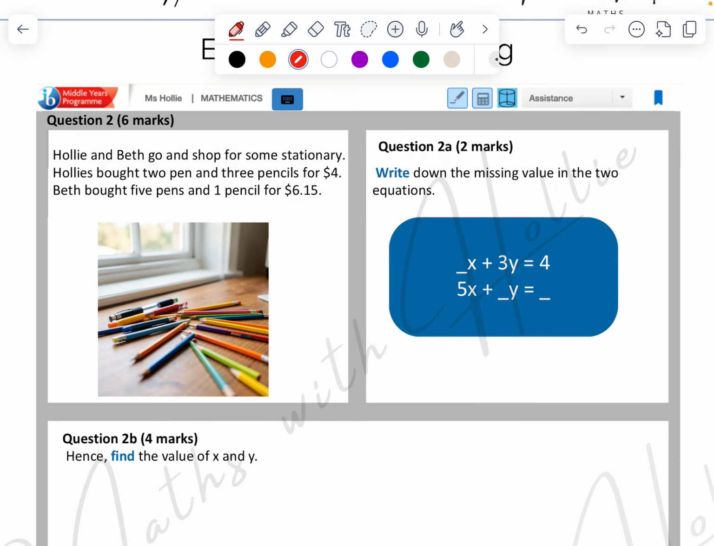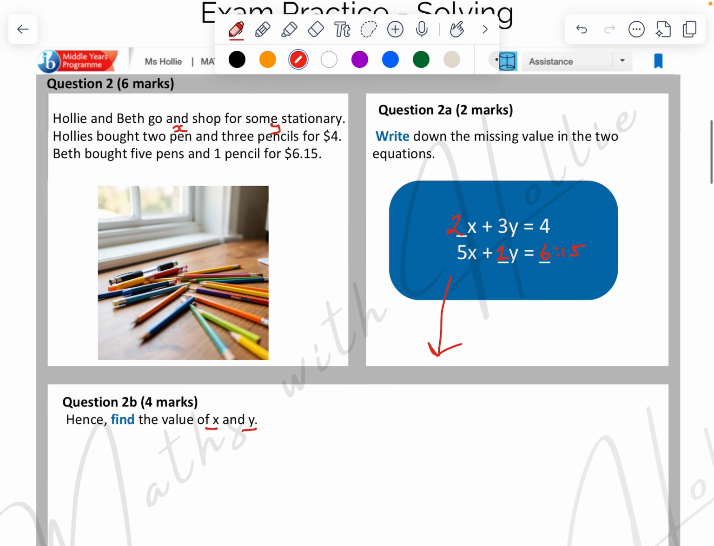Right, the next question says, Beth and Holly go to the shop for some stationery. Holly bought 2 pens and 3 pencils for $4. So in this equation over here, 2x plus 3y is 4. Pen is x, pencil is y. And then Beth bought 5x and 1y, which is 6.15. The first question just says find the missing values, which is done. Now we're going to use these to actually solve what x and y are.